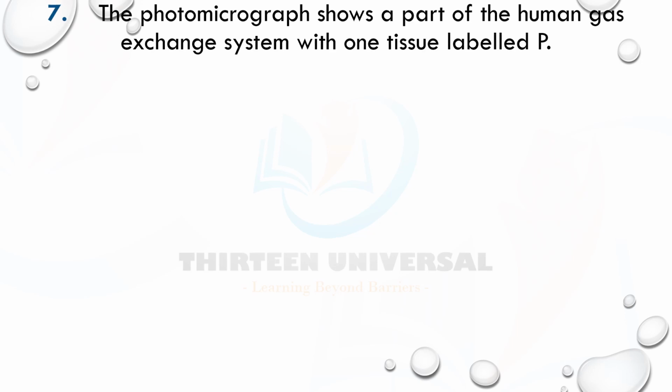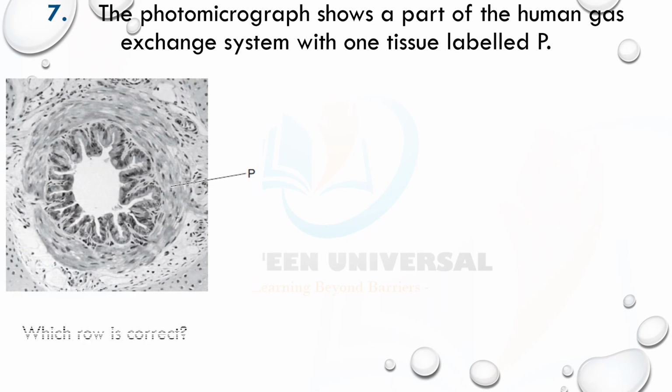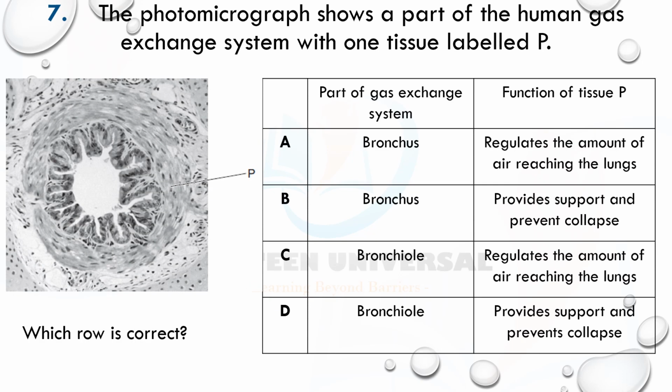Guys, let's do this one. The photomicrograph shows a part of the human gas exchange system with one tissue labeled P. Come on, guys. Now, which rule is correct? Okay. Show me what you got. Solve this question. Show me what you have.